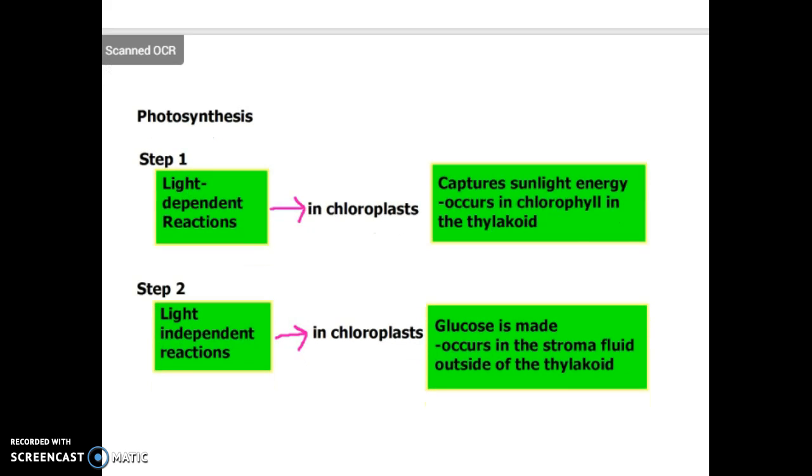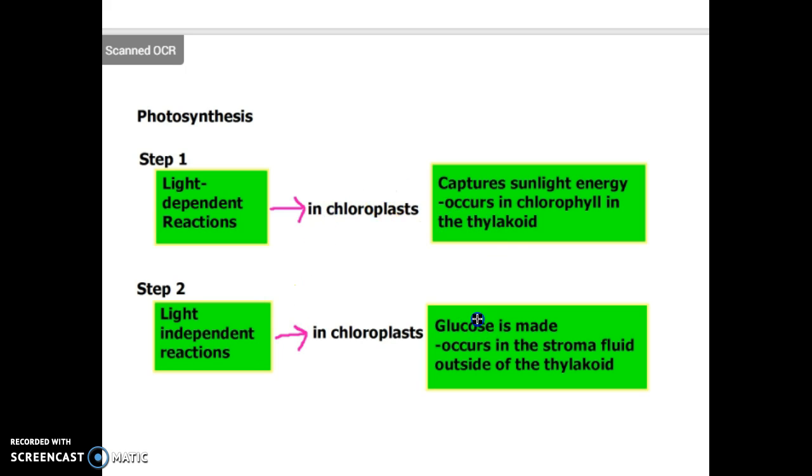Then light-independent, and I want you to write this in your notes. This is, I think, a good little visual right here. The second step then are those light-independent reactions. They're sometimes called dark reactions, but they really don't have to happen in the dark. But they're just not dependent on sunlight.